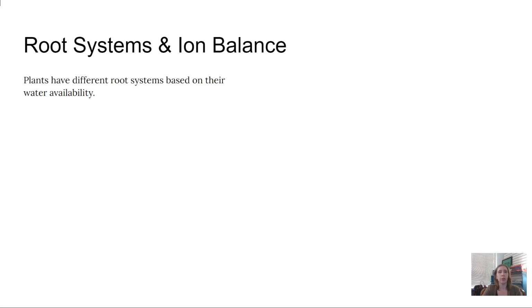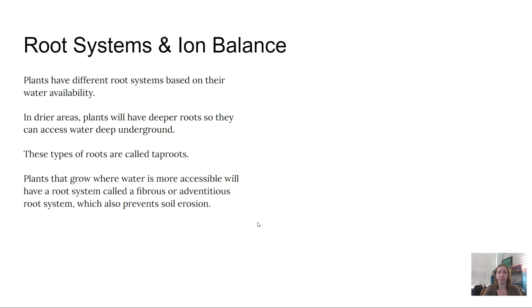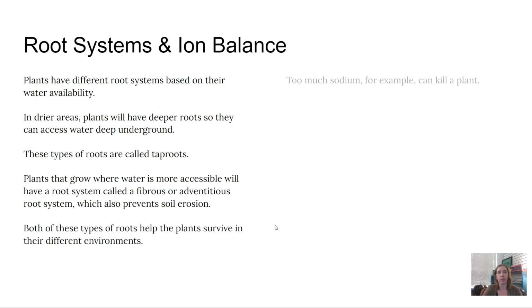Plants have different root systems based on their water availability. In drier areas, plants will have deeper roots so they can access water deep underground. These types of roots are called taproots. Plants that grow where water is more accessible will have a root system called a fibrous or adventitious root system, which also prevents soil erosion. Both of these types of roots help the plant survive in their different environments.